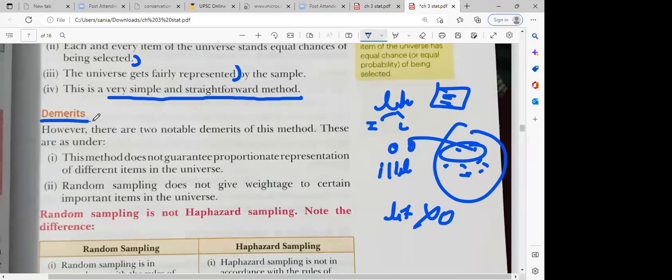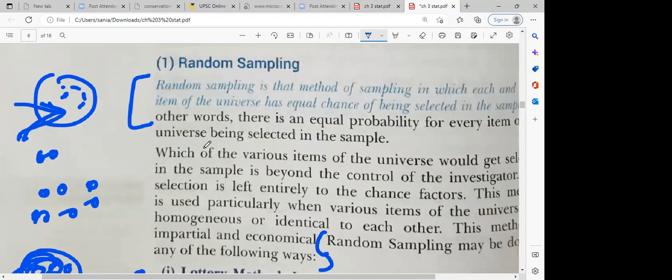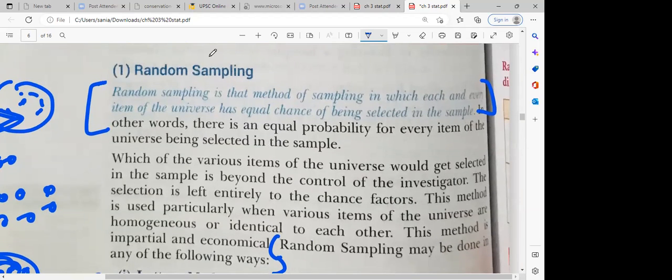And demerits you will write. Then you will write the first point and the second point. Clear? Be very, very quick. You can write it down. First, write this, the definition. Then I'll scroll it down.